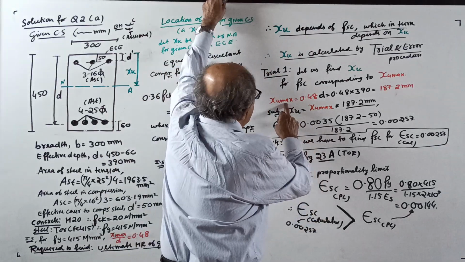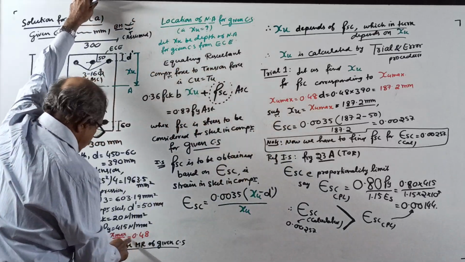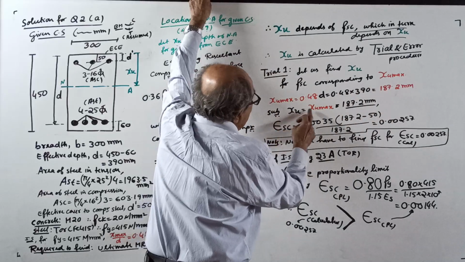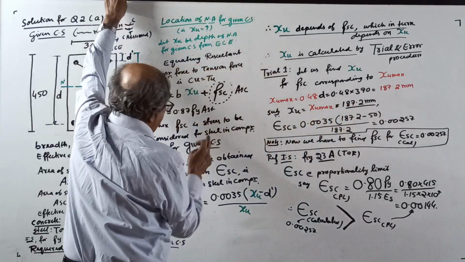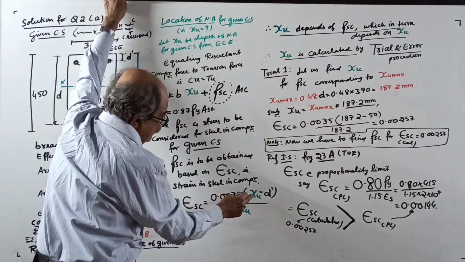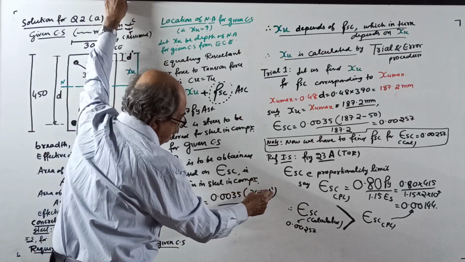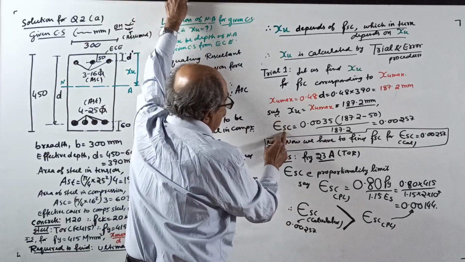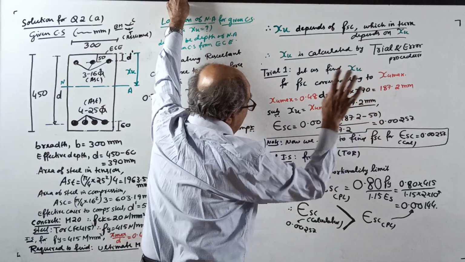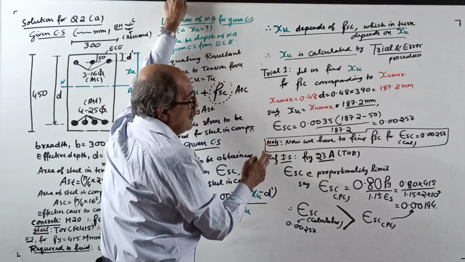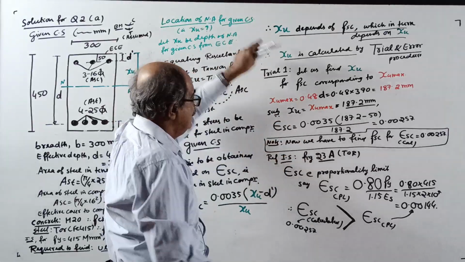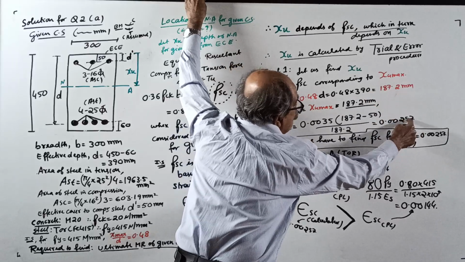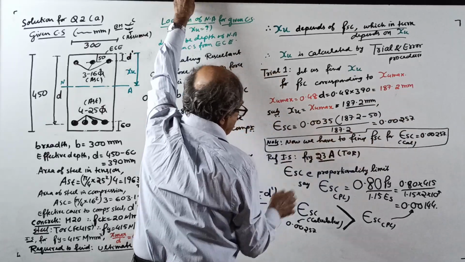Start. xu max equal to 0.48 into D equal to 187.2. Substitute xu equal to xu max equal to 187.2: 0.0035 into (187.2 minus 50) by 187.2, you get epsilon sc. Now epsilon sc came. I already calculated. Note, actually in exams all this is not required. Now for this calculated epsilon sc value, we have to find fsc.